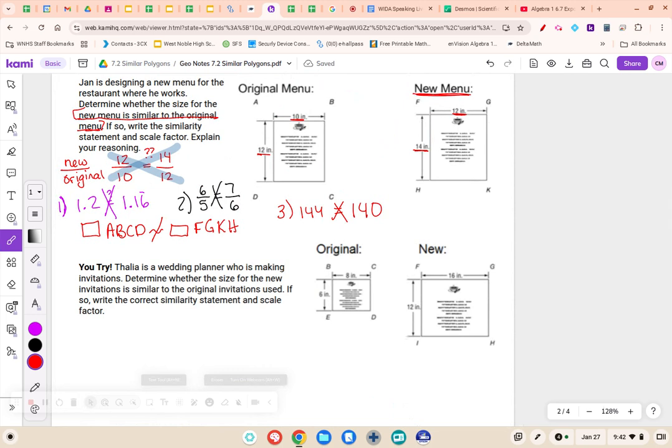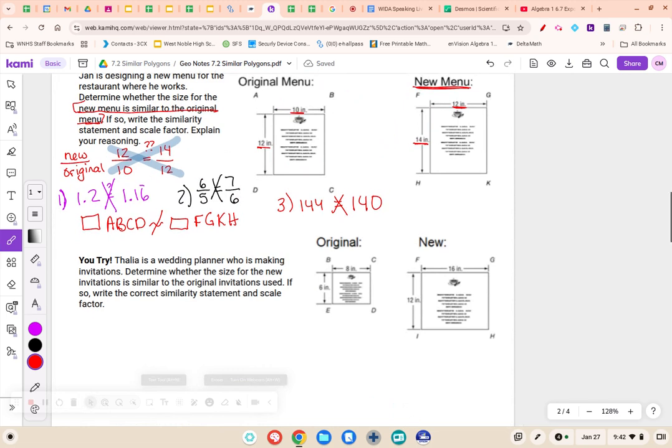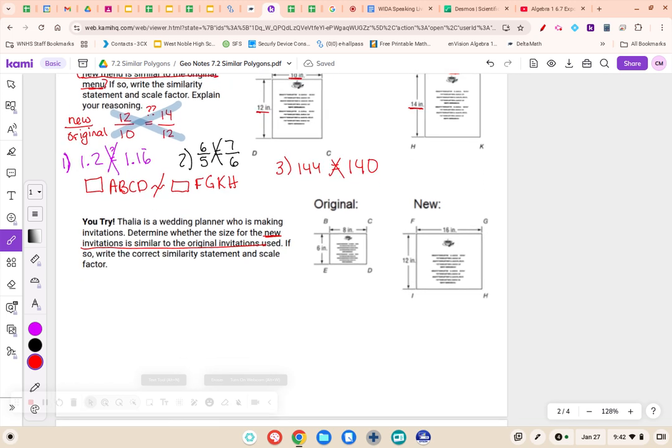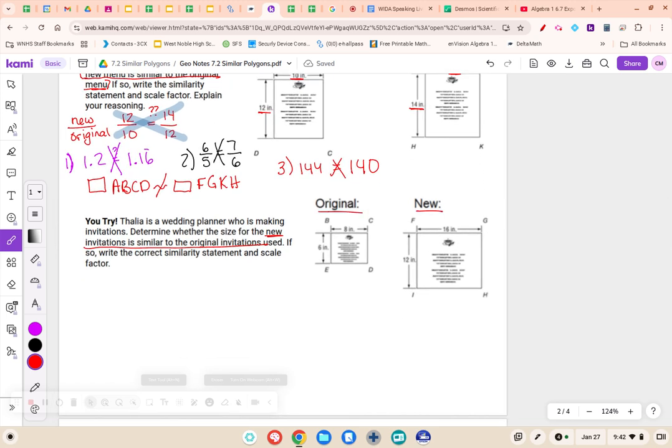Alright, so Talia is a wedding planner who's making invitations. Determine whether the size for the new invitation is similar to the original. So look here, new to original again. If so, write the correct similarity statement and scale factor. So we're going new over original. Remember, order does matter. So we have new is 16 over 8. And we are trying to see if that is the same as 12 over 6.